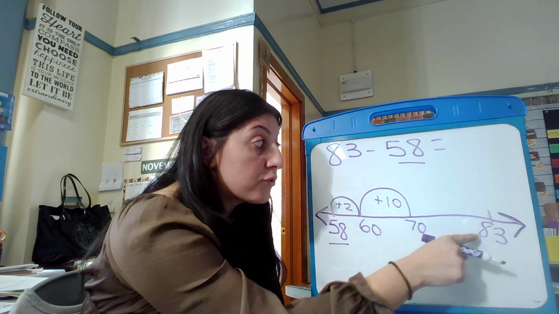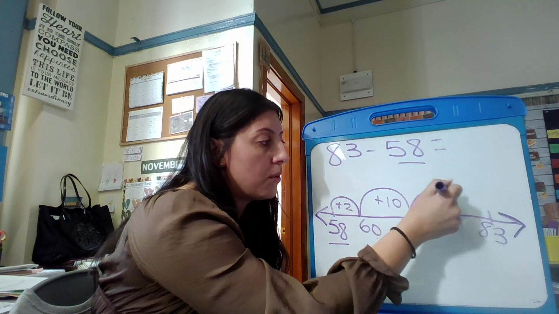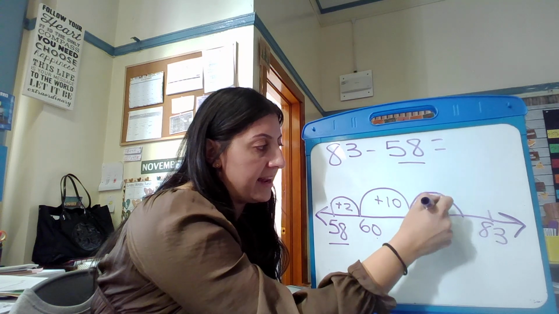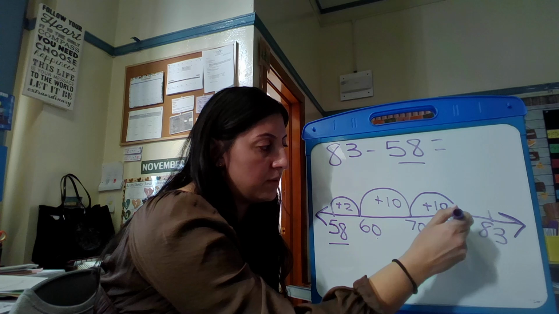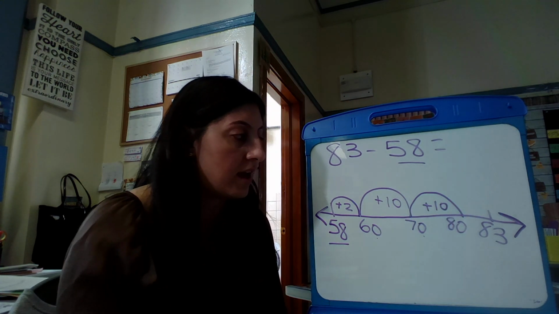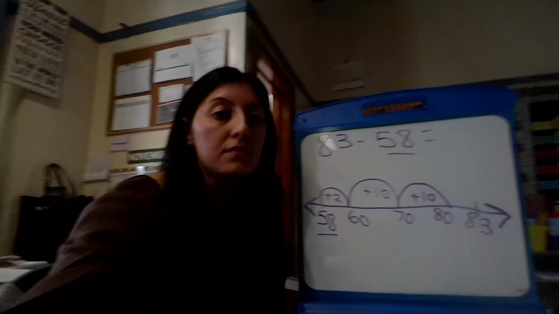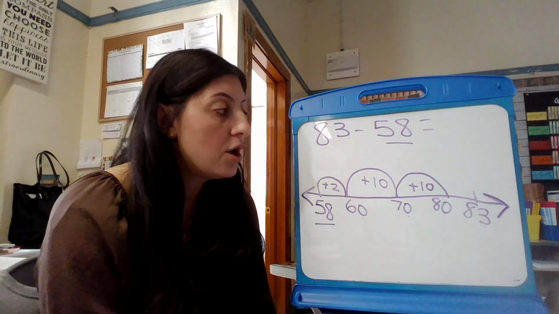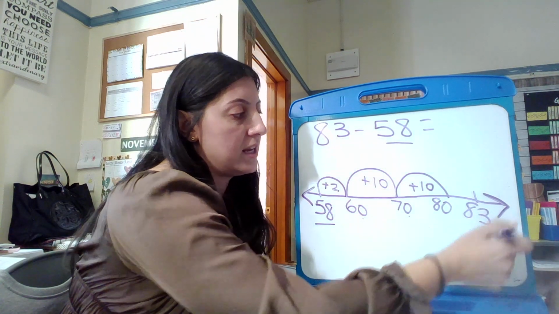Now I'm getting closer to 83. I'm going to take one more 10 jump. So 70 plus 10 brings me to 80. Now I'm very close to 83. I don't know how many jumps I'm going to take right now, but I could look at both numbers. I have 80 and I need to get up to 83.